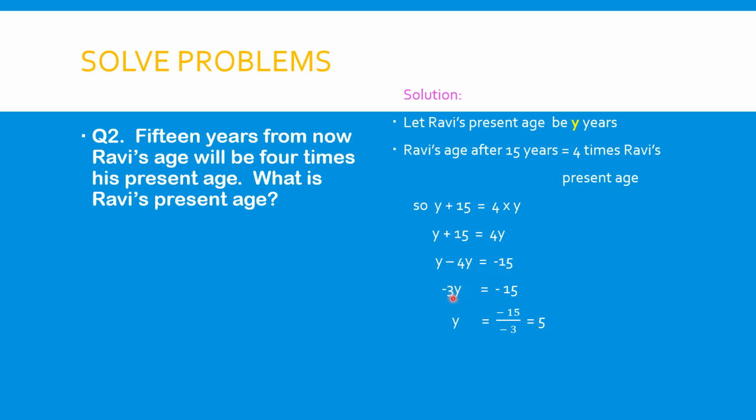Subtracting, we get -3y. It is equal to -15. So y is equal to, we have to do division, -15 divided by -3 is equal to 5. So Ravi's present age is 5 years. By this, I end this session here.